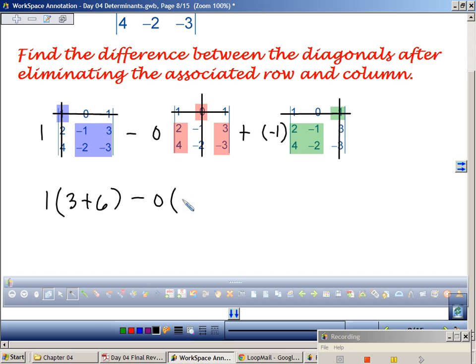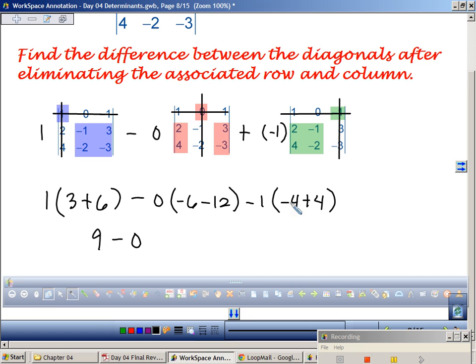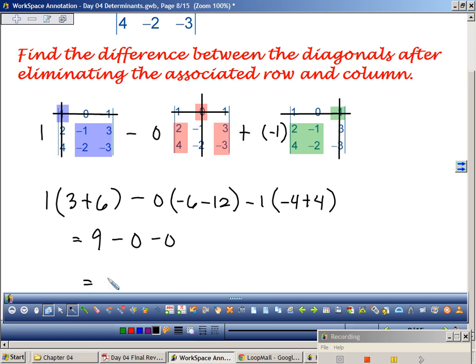But I'll do it anyways. 2 times -3 is -6. Minus 4 times 3 is 12. Plus -1, so it is -1, times 2 times -2 is -4. Minus 4 times -1 is -4. -4. Okay, follow me so far? Wait, no. 6 plus 3 is 9. 9 times 1 is 9. Minus 0. This is also a 0 times 1 makes 0. So my answer is 9.